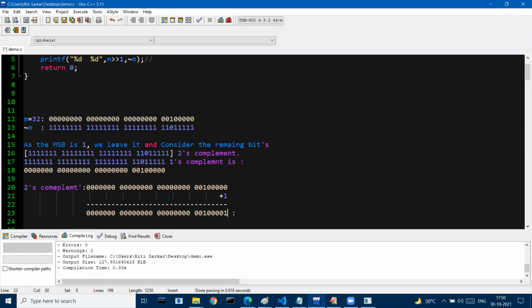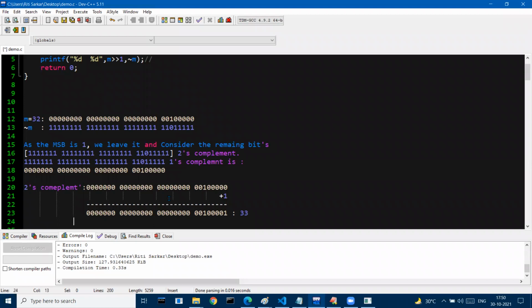Tell me, guys, what is the value here? Chetan, what is the value here? What is the value here? 1 2 4 8 16 32. What is the value? Others, everyone, what is the value? What is the decimal value for this? 33. Correct. 33.